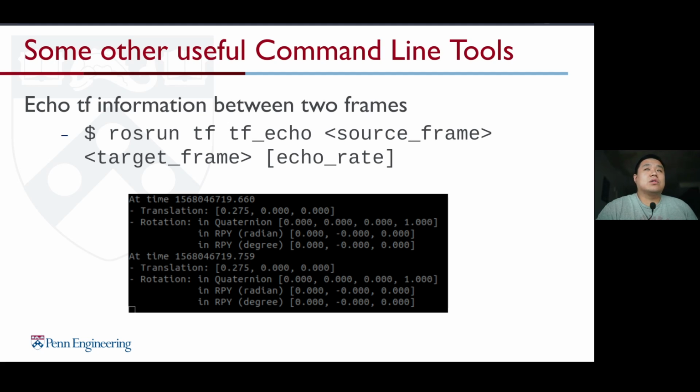You could also echo the TF information between two frames. So for example, if you're interested in the specific transformation between a source frame and a target frame, as you can see in the screenshot here, you can see the translation between the two, and you can also see the rotation in three different forms: in quaternion, in radian, in RPY radian, or in RPY degree. So it's the three conventions.